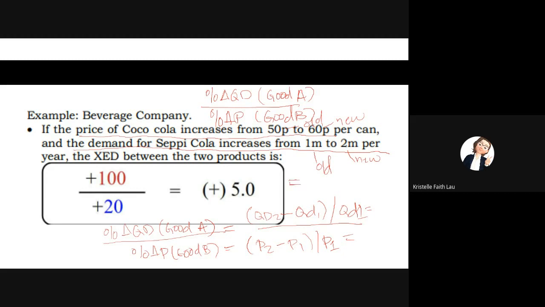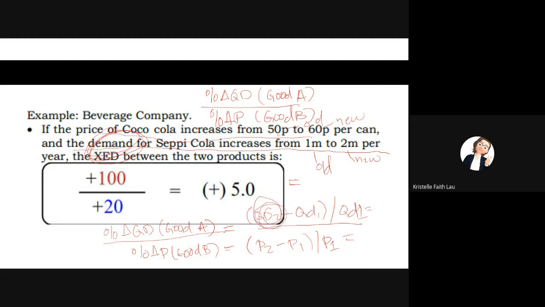So, for the QD2 natin, we have 60, so 60 minus 50. Sorry, that's the price, sa price pala yan. So dito sa demand tayo, demand. Okay? Kasi demand yung hinahanap natin.